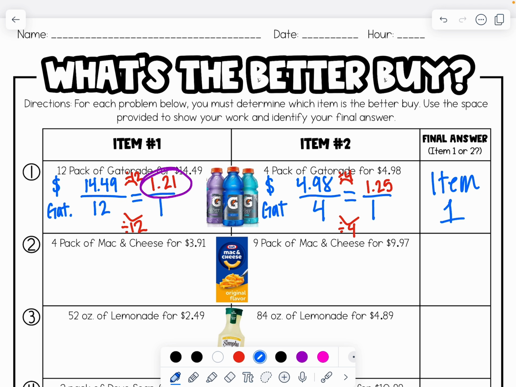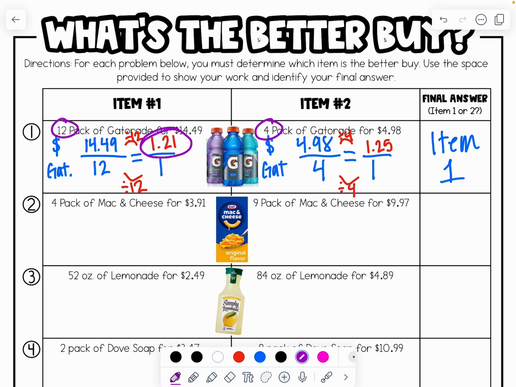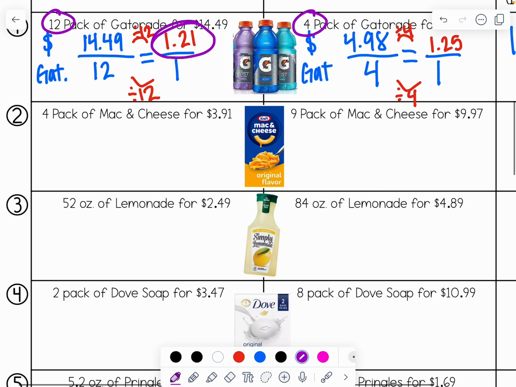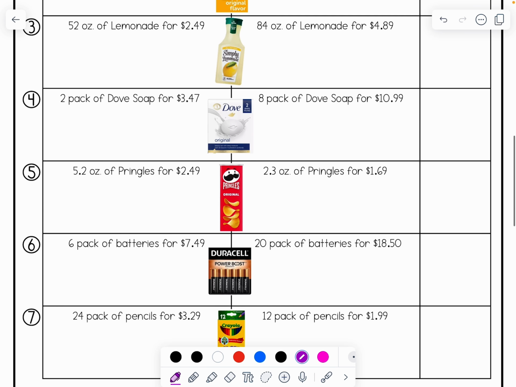Now, one thing I didn't mention is you don't always have to go to 1. So like the common number between 12 and 4 could have been 12 or 4 or 36 or 24. So you don't always have to go to 1, but on a lot of these, like this next one, 4 and 9, it's easier to just go to 1 unless you want to go to like 36. So you just need your denominator to be a common number between both of them. Okay. Now on 52 and 84, 1 is going to be the easier option. So you're going to do the same thing on all of these ones.